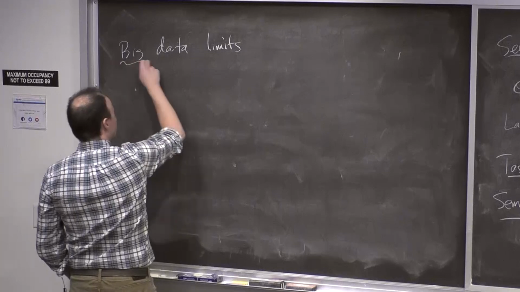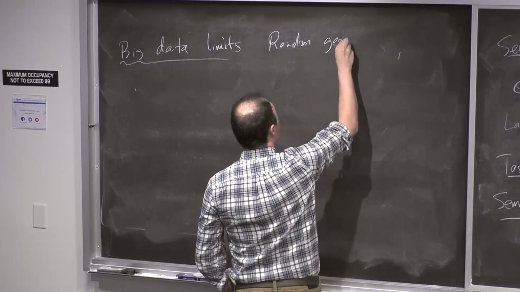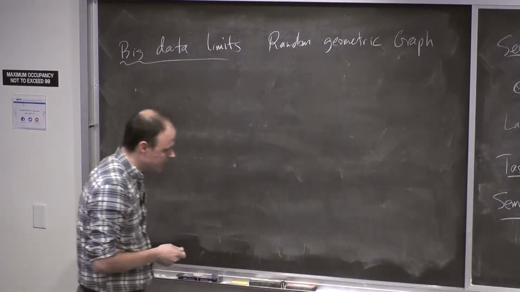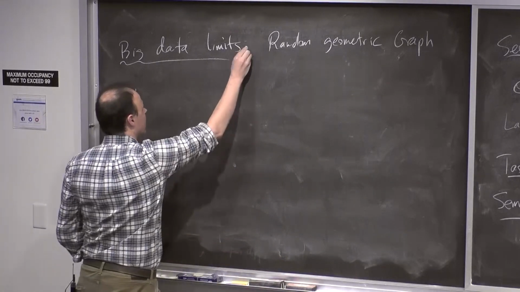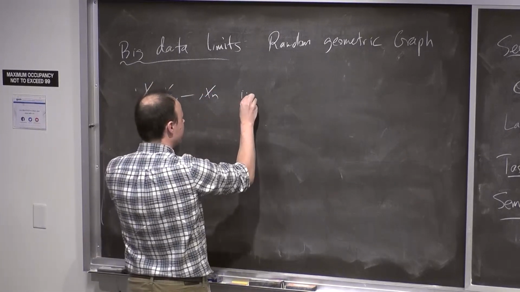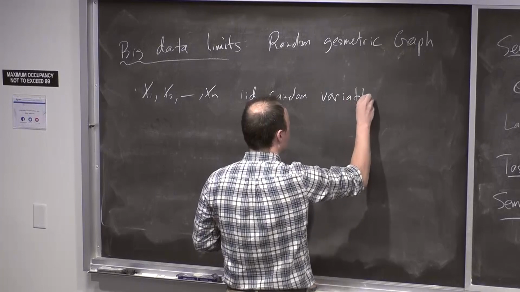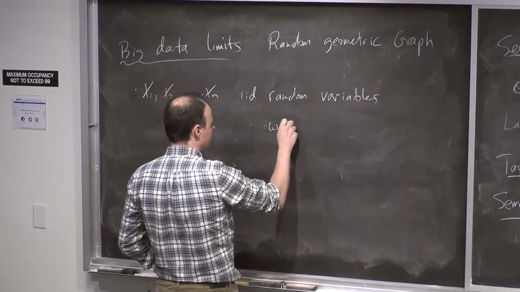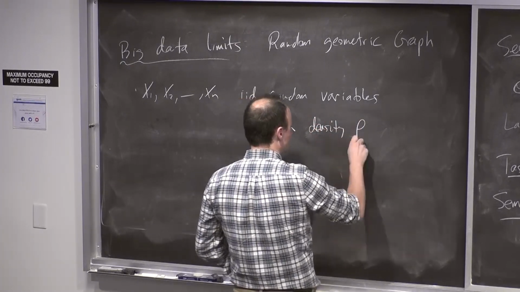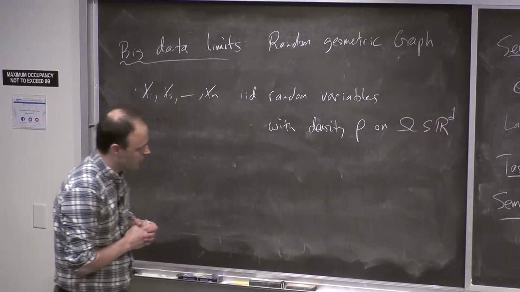And so here we take a model, which is the random geometric graph. You can take other models, but this is the easiest one to start with, where these random variables, or these vertices in the graph, are IID random variables with a density, say it could just be a smooth density rho, on, let's say, a set in R^d. An open bounded set with a smooth boundary.